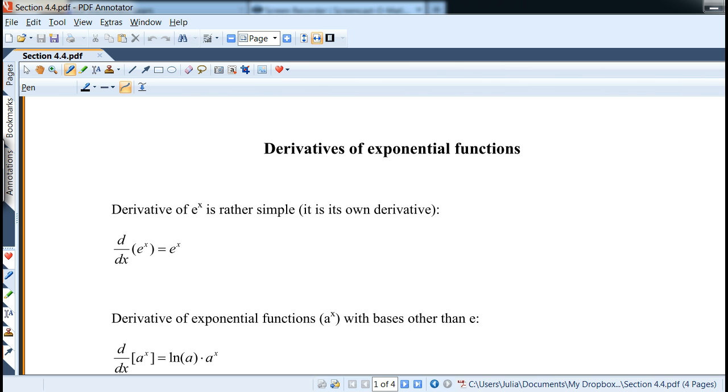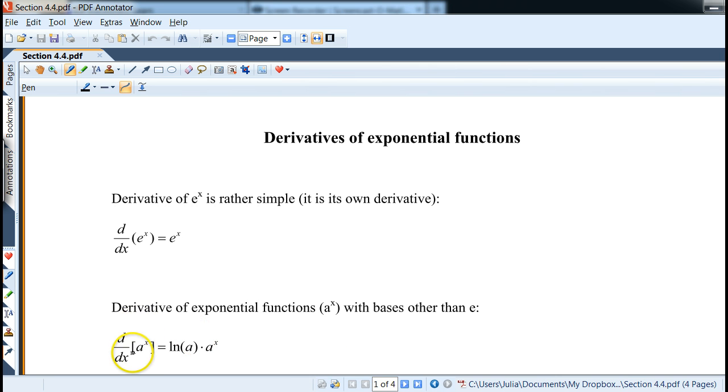Now notice if we have other bases, like a to the x, other than e, we'll have a ln of a in addition to this. So it's basically itself, a to the x, but then we have a constant times a ln of the base. Now notice, it could have had a ln of the e, for example, which is the base, but the ln of e is 1, so it doesn't come into play with e to the x.